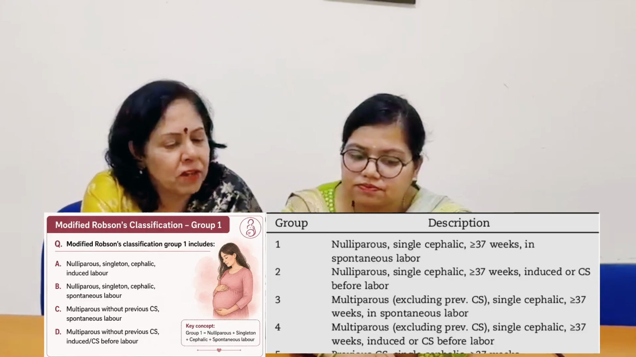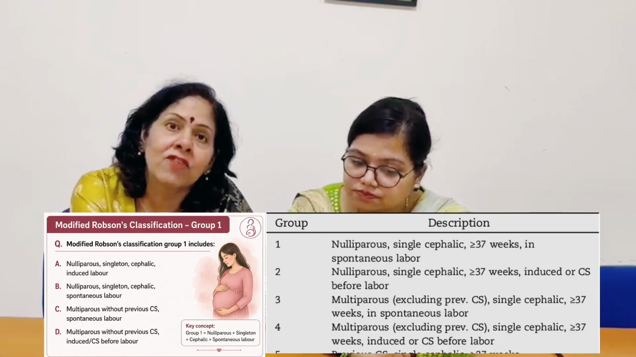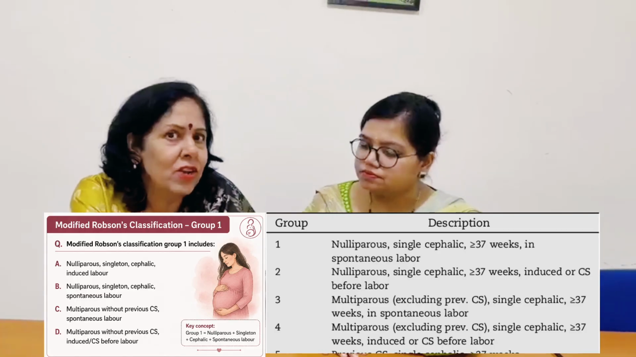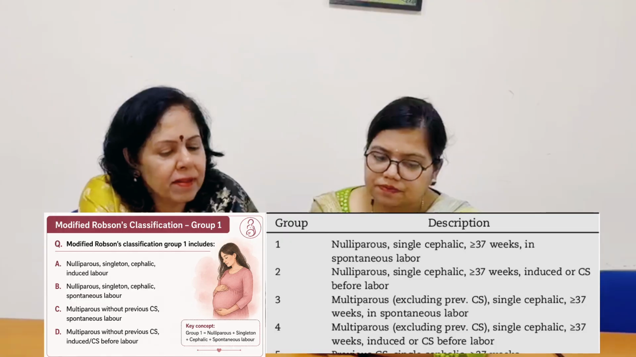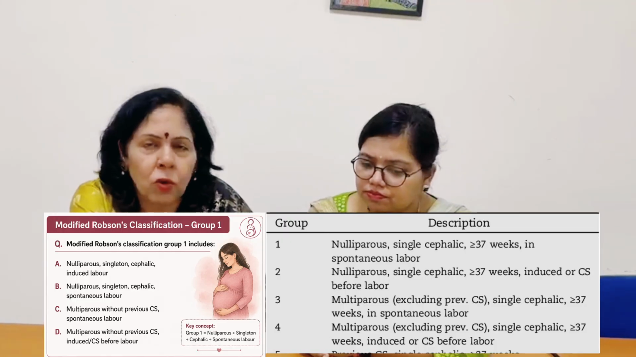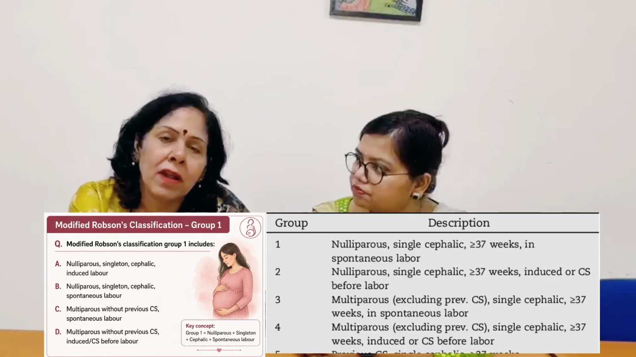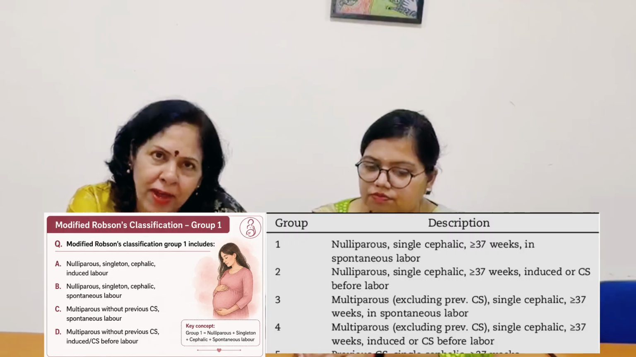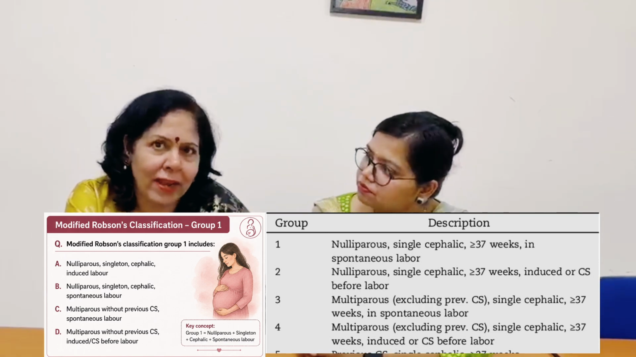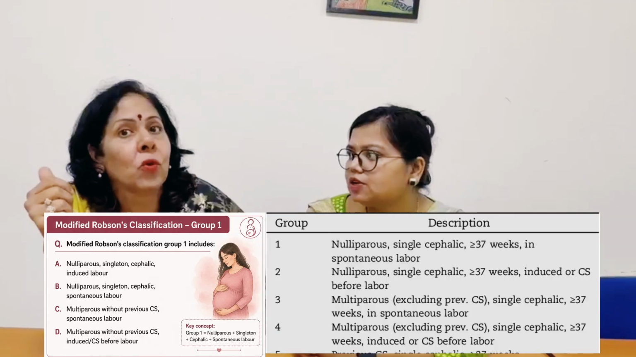Now see the options given. First option is nulliparous singleton cephalic induced. So it is group 2, right? Because spontaneous is group 1 and induced is group 2. See the nulliparous singleton cephalic spontaneous. This is the answer for group 1, because here they are asking about group 1. So again remember, nulliparous spontaneous is group 1, nulliparous induced is group 2, and in both of them cephalic will be there, right? And term will also be there, because all preterms we are including in group 10.